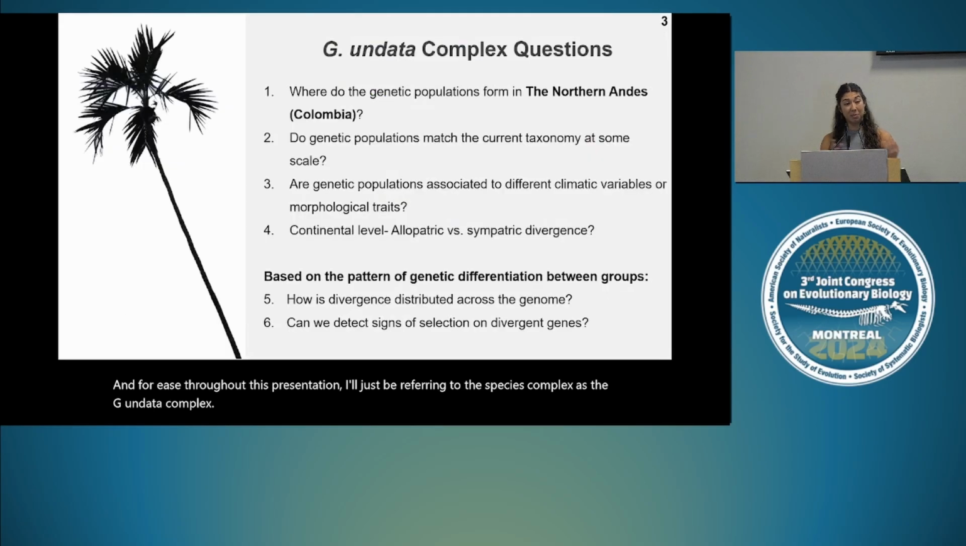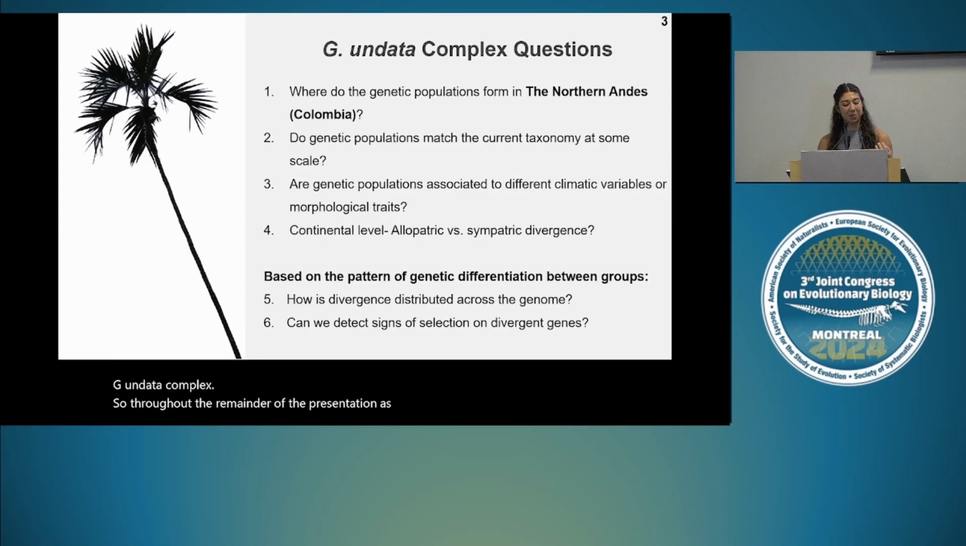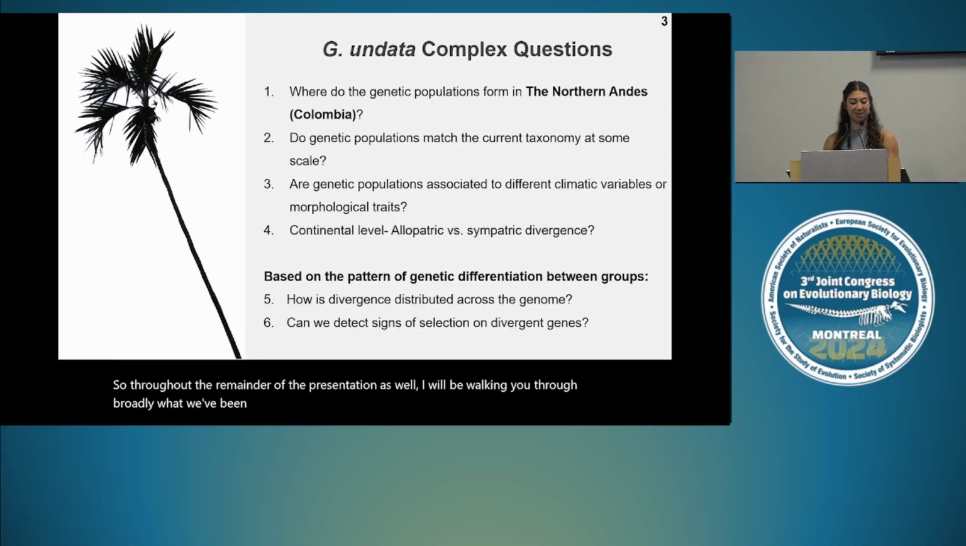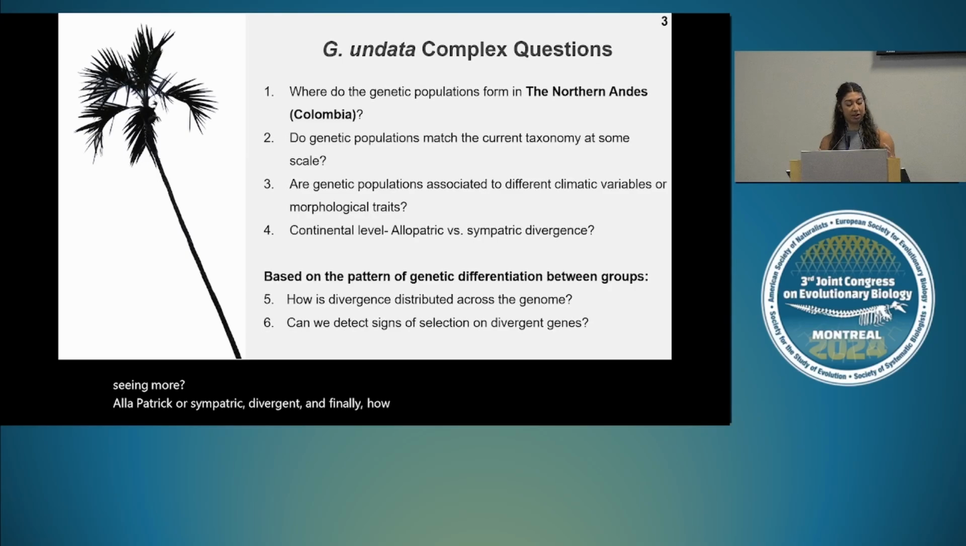Throughout the remainder of the presentation, I will be walking you through broadly what we've learned about the G. undata complex within the past 5 years or so. And we'll be answering the questions: where do the genetic populations form in the northern Colombian Andes? Do genetic populations match the current taxonomy at any scale? Are genetic populations associated to different climatic variables or potentially morphological traits? And broadly, at the continental level, are we seeing more allopatric or sympatric divergence? And finally, how is divergence distributed across the genome, and can we detect signs of selection on divergent genes?